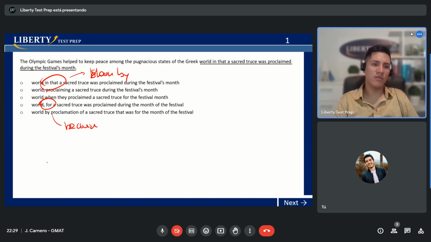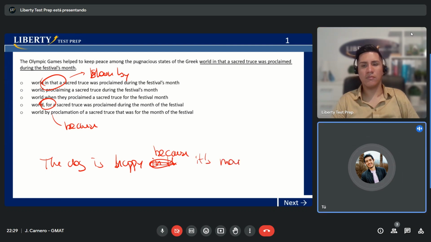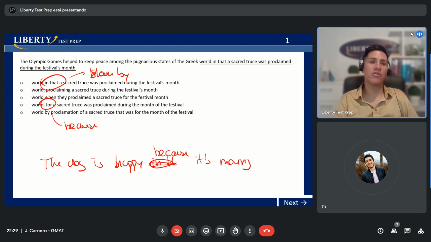So if I say, for example, the dog is happy, in that, or let's say because, right? It's the same thing as for, right? It is shown by, shown, mostrado, shown. Okay. Now, because it's moving its tail, is that okay? The dog is happy because it's moving its tail.